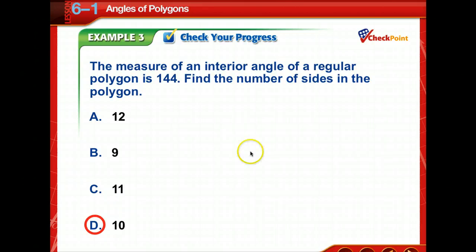So we have 144n is equal to 180 times (n minus 2). So 144n is equal to 180n minus 360. We're going to subtract 144n from both sides and add 360 to both sides. So we have 360 is equal to 36n. Divide both sides by 36. n is equal to 10. Very good.